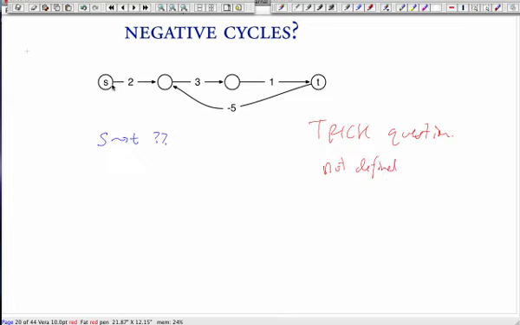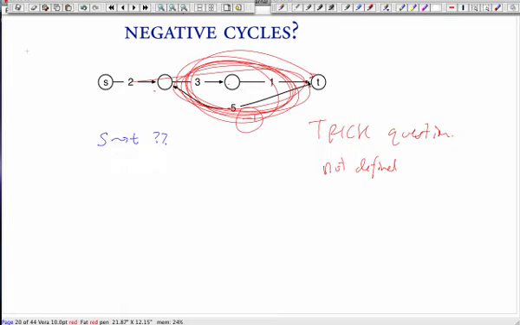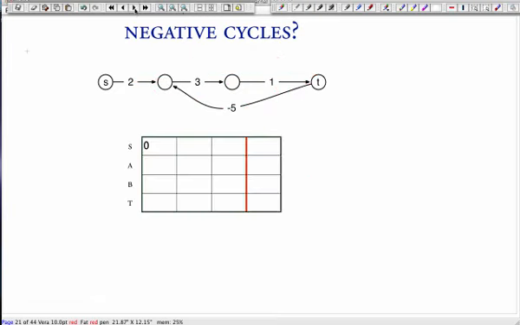Because you can get from S to T basically by going 2 plus 3 plus 1. Notice this loop right here, 3 plus 1 minus 5, has weight -1. So you can just cycle here and get, in fact, this is how these currency people make money, by finding such cycles and doing that as fast as they can. So what will our algorithm do? Technically, in this case, there is no shortest path from S to T, because you can always find a shorter path by taking one more cycle through the loop. So what will our algorithm actually do in this case? Let's take a look.